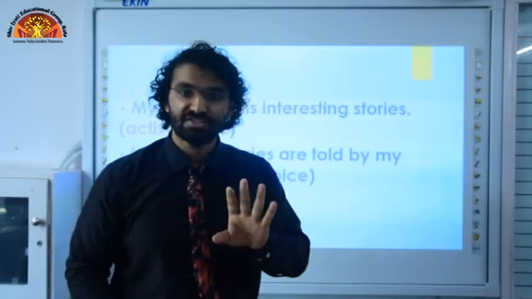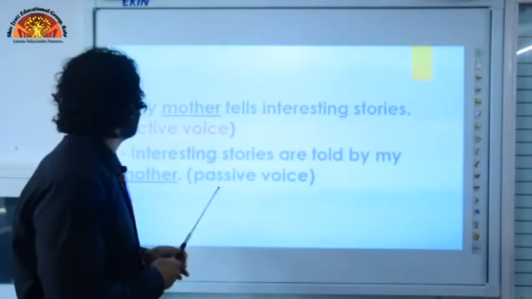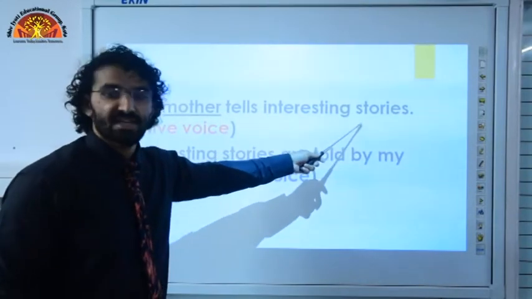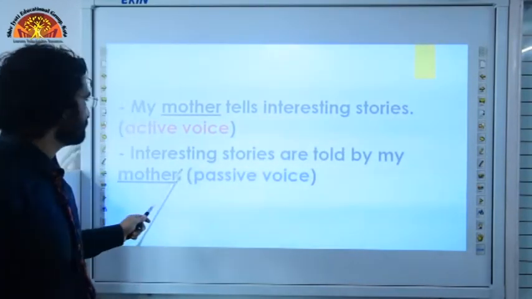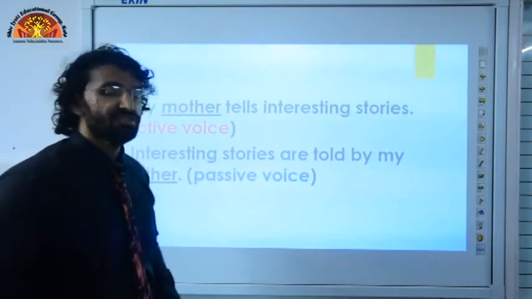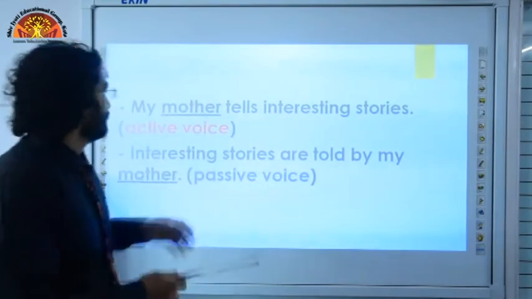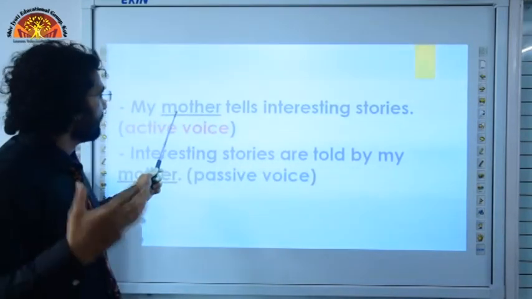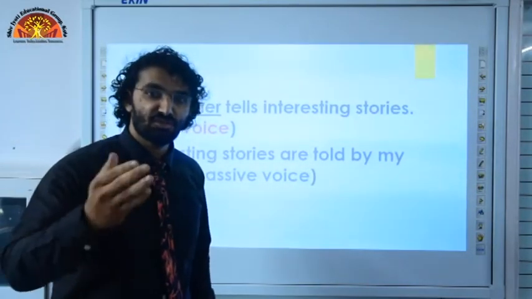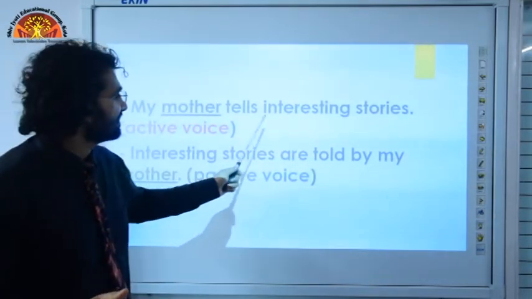And if you will pay attention and listen carefully, you are going to find it very easy. So worry not about anything. See this example. My mother tells interesting stories. Active voice. Interesting stories are told by my mother. Passive voice. So if you observe carefully, you will find out that first you just try to identify the subject and the object in the sentence. Can you do that for me? Yes, you can.